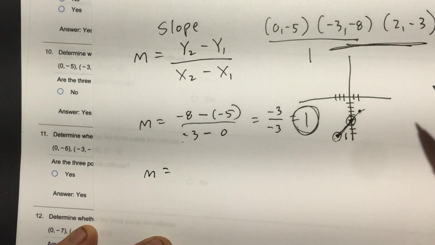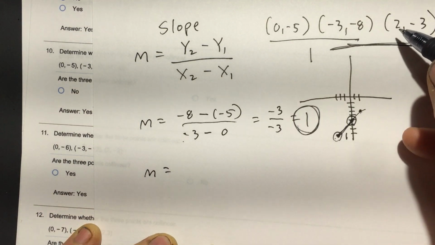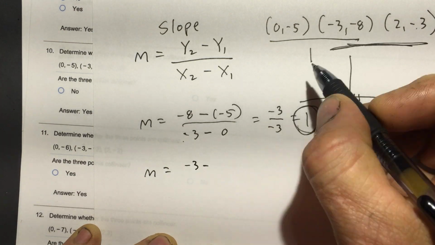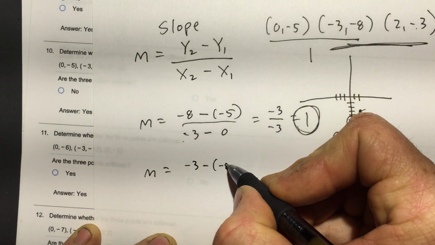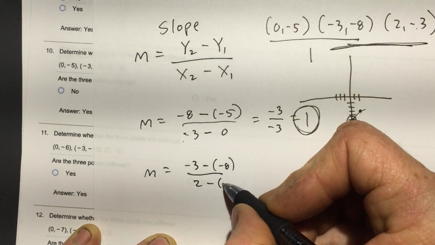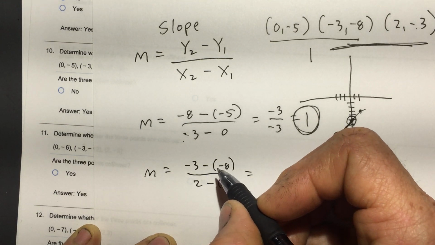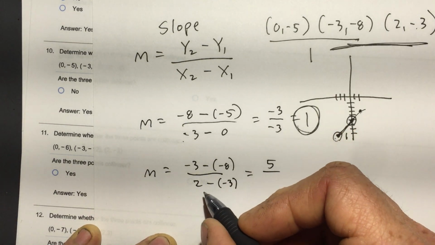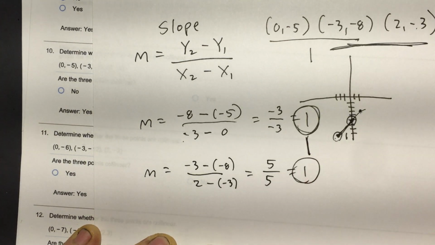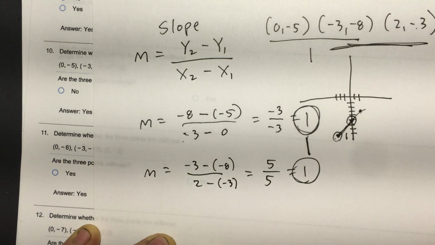Okay, so, all right, so I've got my y in point 2. This will be -3 now, minus my y in point 1, which is -8. Then my x in point 2 is 2, minus x in point 1, which is -3. And then -3 minus -8 would be 5. And then 2 minus -3 is 5, and 5 over 5 is 1. And look here, I got the same slope, which means, yes, they are collinear. They're all in a straight line.